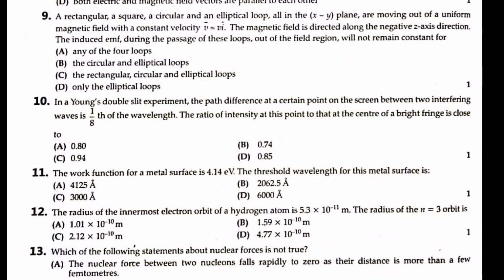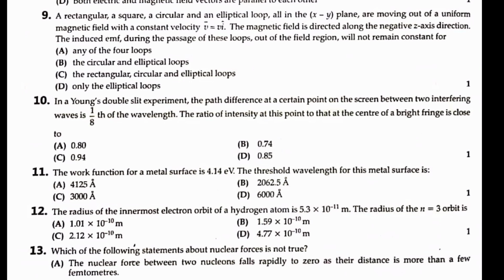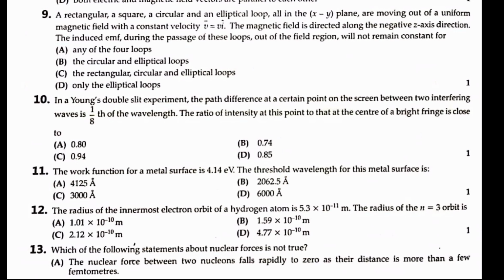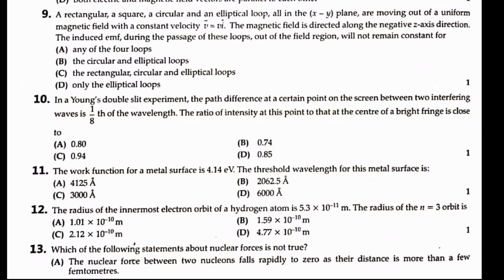So hope it is clear to you, because n is equal to 3, we are substituting in the equation r3 is equal to n square into r1. So n square means 3 square into r1. Now hope it is clear to you.